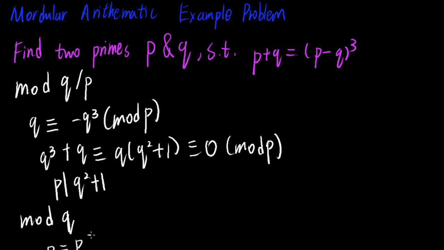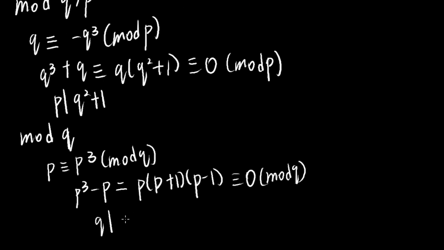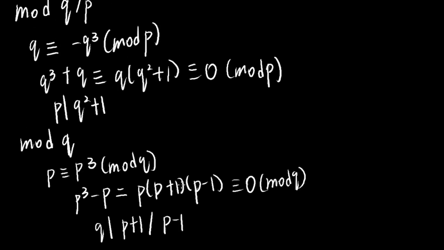So we try mod q, and similarly we get p is congruent to p cubed mod q. If we expand a little bit, do some algebraic manipulation, we get this equation, and this is congruent to 0, which means q is divisible by either p plus 1 or p minus 1. We don't know how to proceed.